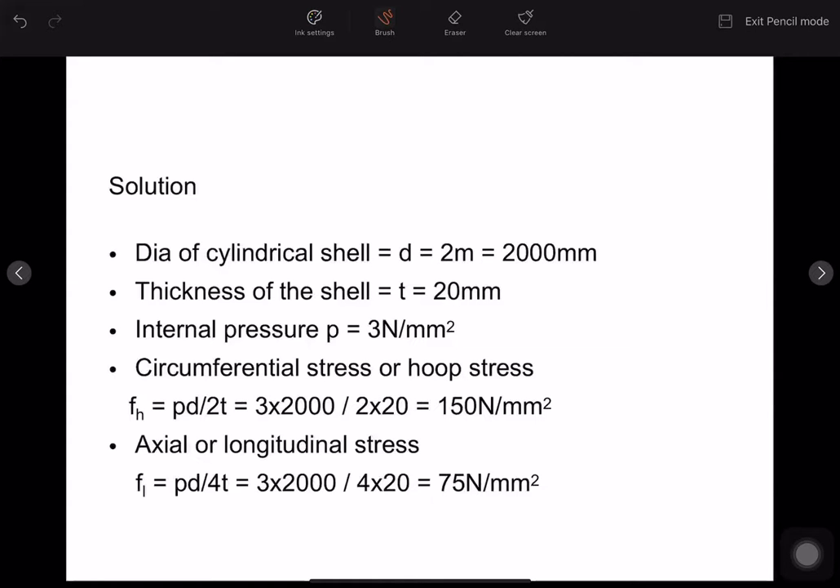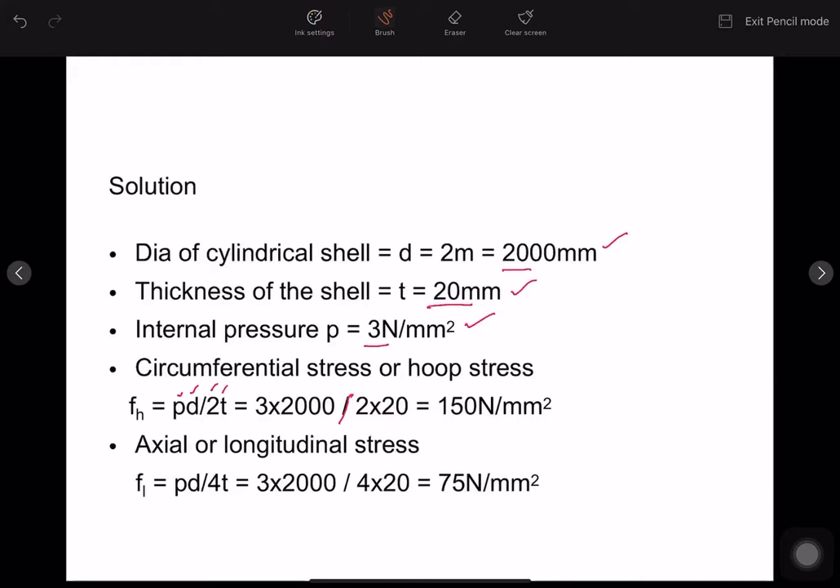So the given data is diameter 2 meters, nothing but 2000 mm, thickness is 20 mm, and internal pressure is 3 Newton per mm square. So sigma h or f h, we have the equation of P into D by 2 times of T. So P is 3 and D is 2000 divided by 2 times of T.